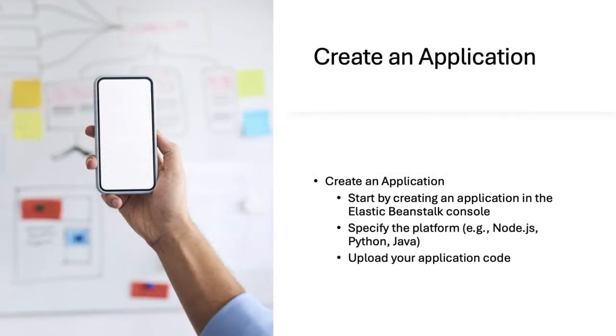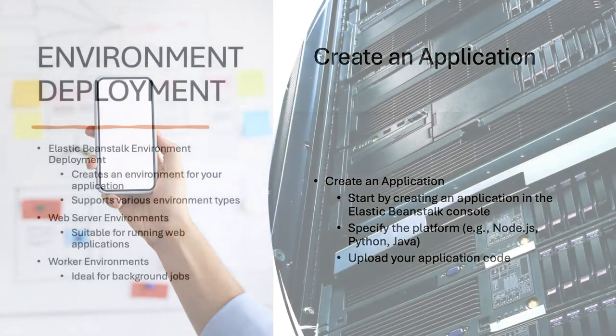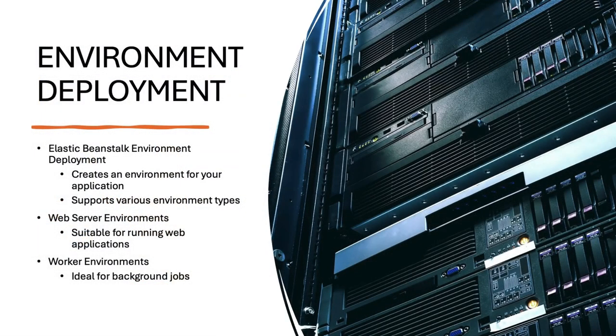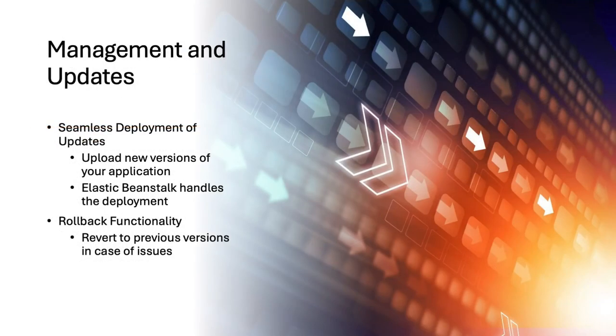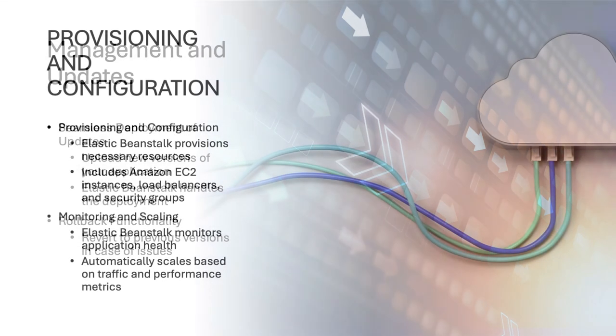To create an application in Elastic Beanstalk, start by specifying the platform and uploading your application code in the console. Elastic Beanstalk creates an environment for your application, supporting web servers for web apps and worker environments for background jobs. AWS Elastic Beanstalk allows you to update your application by uploading new versions. It handles seamless deployment and offers rollback functionality in case of issues.